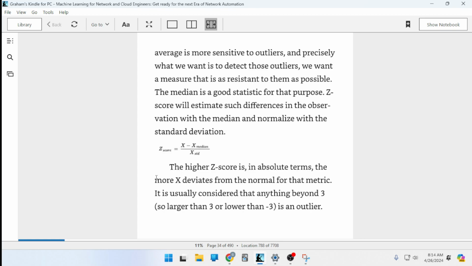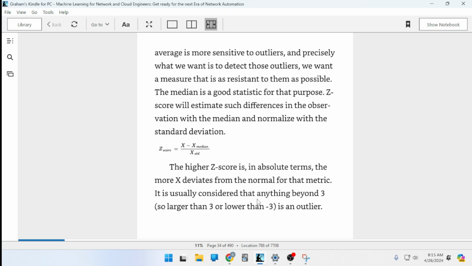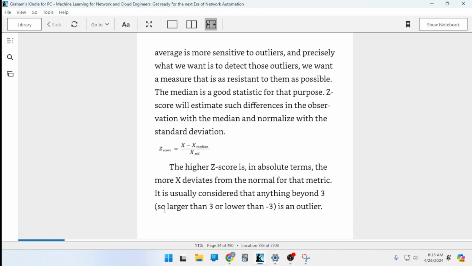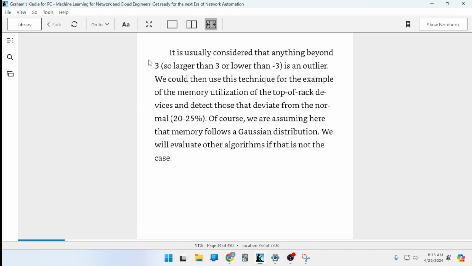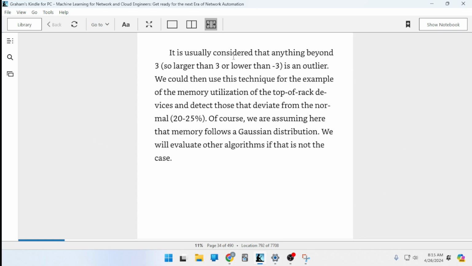And that's written there twice for some reason. Yeah, that's the same sentence. It is usually considered that anything beyond 3, and it says that here as well, then in the parentheses, so larger than 3 or lower than 3, and it says the same thing here, and then the last part, is an outlier, and it says that. So we can see there's a duplicate sentence here on this page.